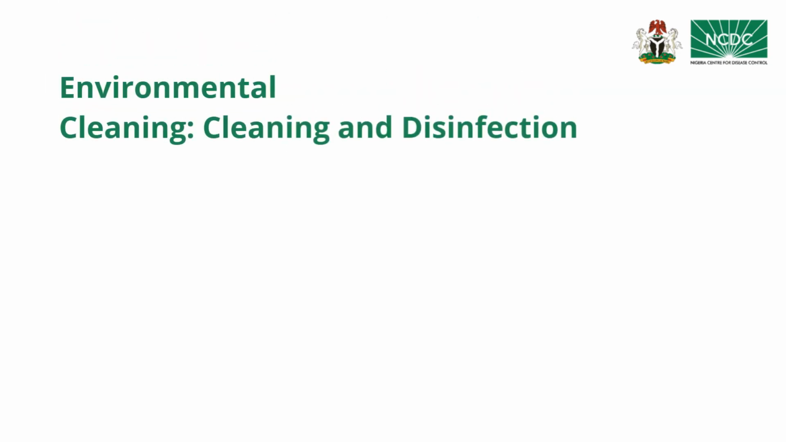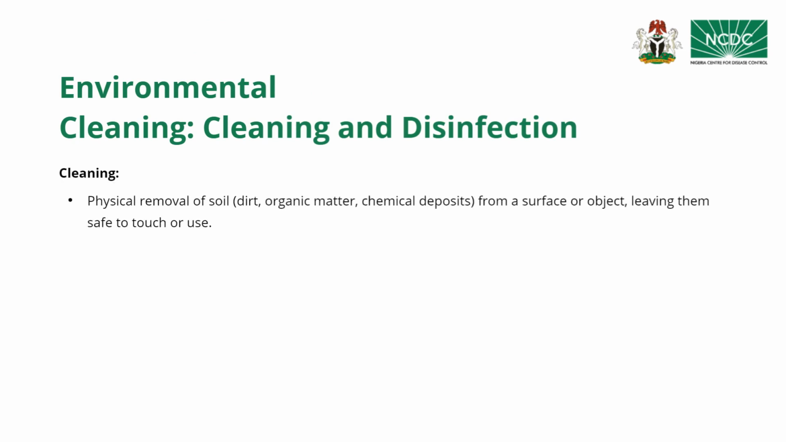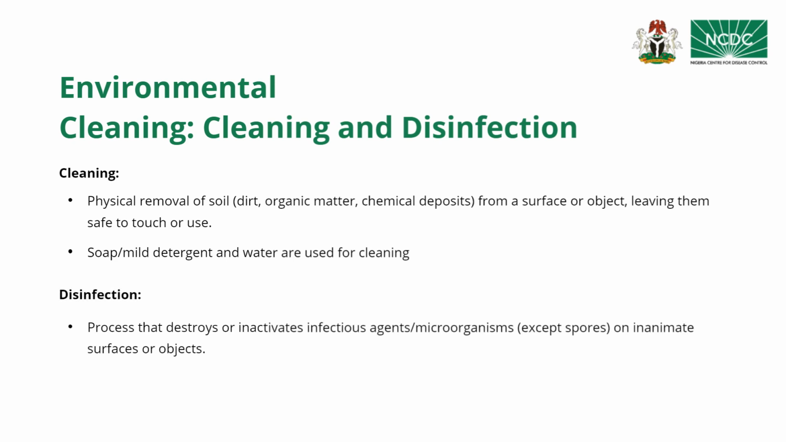There is a difference between cleaning and disinfection. Cleaning refers to the physical removal of soil from a surface or object, leaving them safe to touch or use. Soap or mild detergents and water are used for cleaning. Disinfection refers to a process that destroys or inactivates infectious agents or microorganisms, except spores, on inanimate surfaces or objects. Environmental disinfection is most often achieved by use of disinfectants containing chemical ingredients of chlorine, ammonia, and phenols.